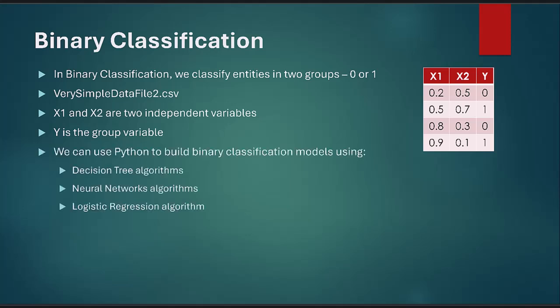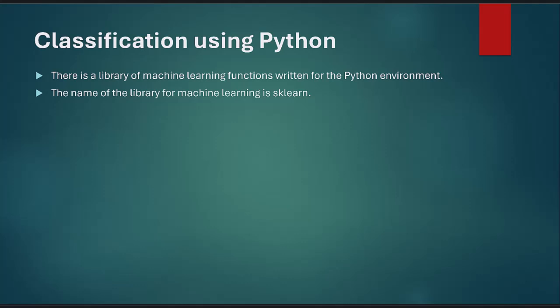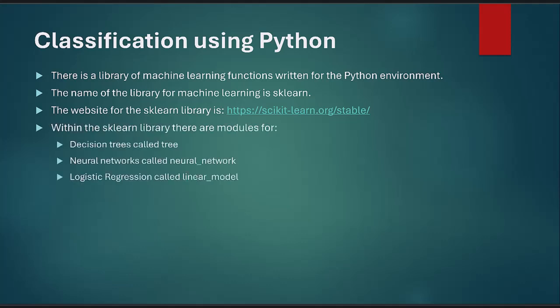We can use the decision tree algorithm or a neural network algorithm or the logistic regression algorithm. And we can also create confusion matrix for the various classification models using Python. There's a machine learning library of functions for Python called sklearn. Here's a website for the sklearn library.